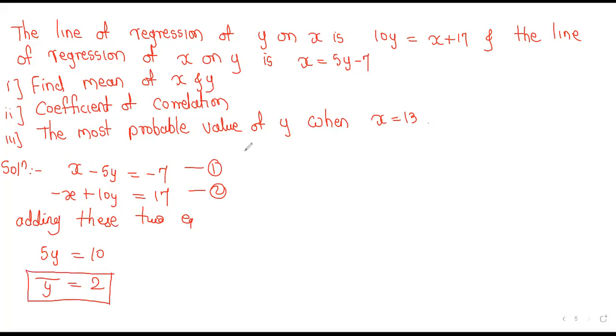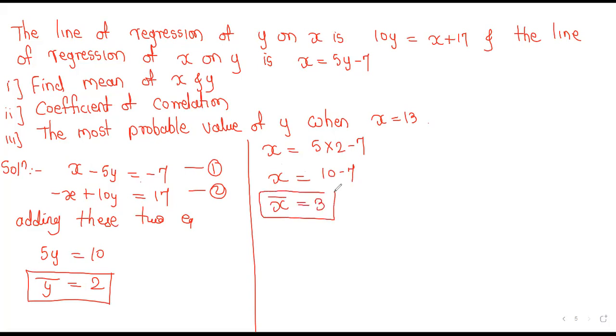Okay, now we calculate x bar. So ह्या इक्वेशन मध्ये जर आपण व्हॅल्यू पुट केली, x is equal to 5y, that is 5 into 2 minus 7. So x is equal to 10 minus 7, that is x bar is equal to 3. Okay, आता आपल्याला कोएफिशिएंट ऑफ कोरिलेशन फाइंड करायचंय. सो आता इथं काय, y is equal to एक इक्वेशन आहे, x is equal to एक इक्वेशन आहे.